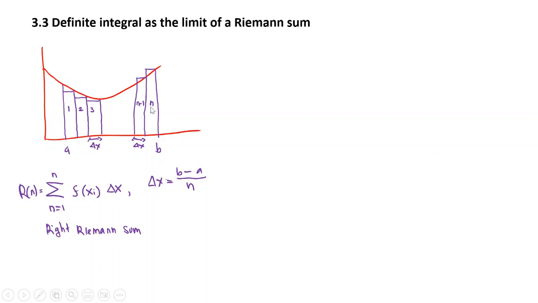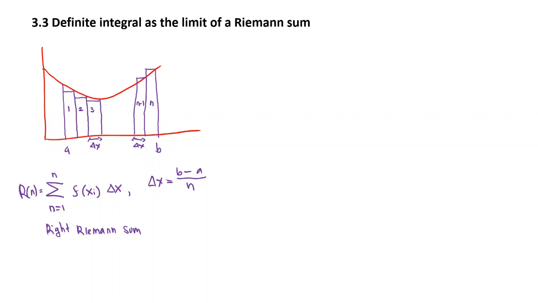dividing it into n equal rectangles, and the right Riemann expression for this is equal to the sum from i equal to 1 until n of f(xi) delta x, where delta x equals (b minus a) divided by n. So how can we link this Riemann sum to the concept of definite integral?